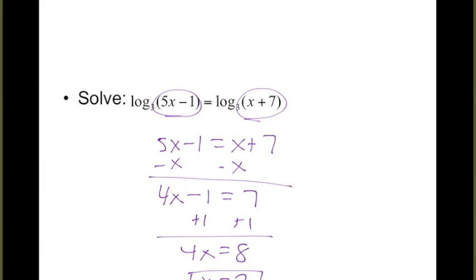So if our equation is a log on both sides with nothing else going on, just the log on both sides, and the bases are the same, then the insides must be the same as well, so we can just set the insides equal to each other and ignore the log part of the equation.